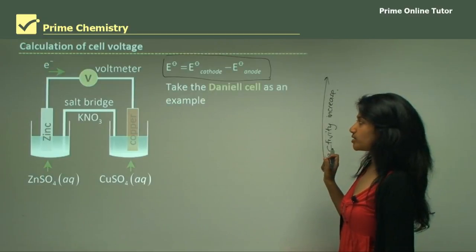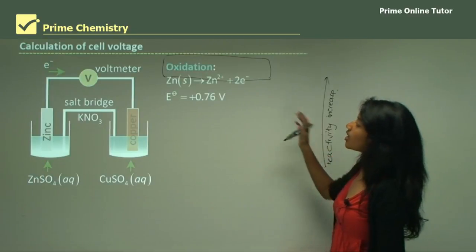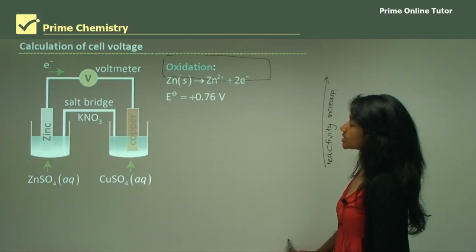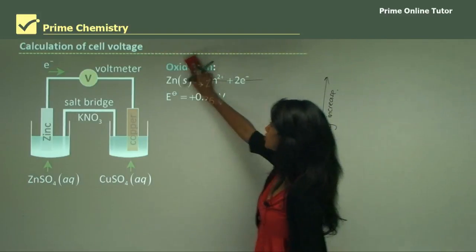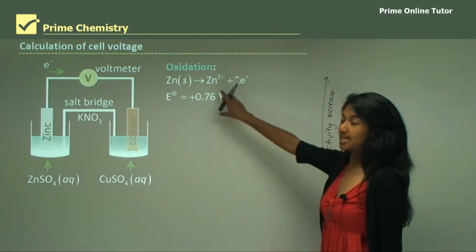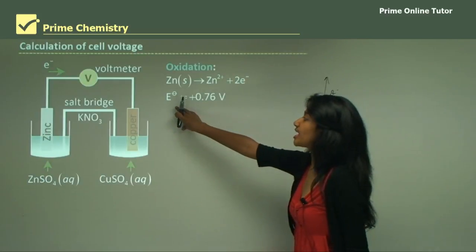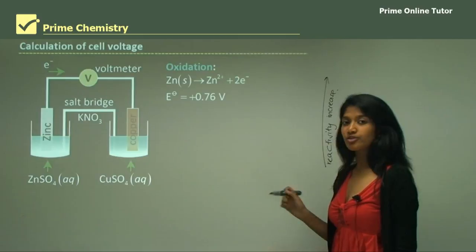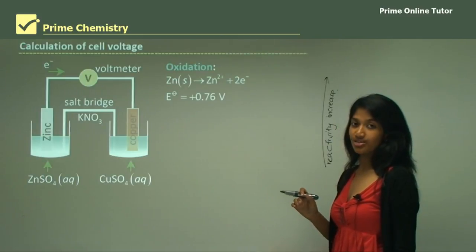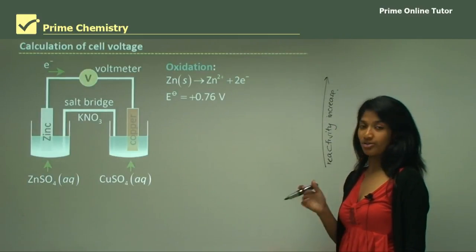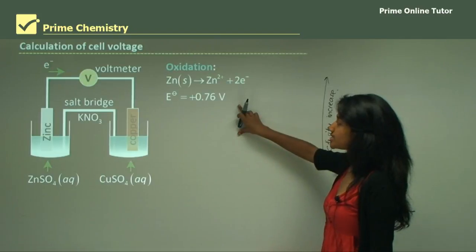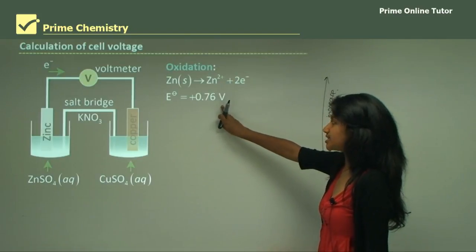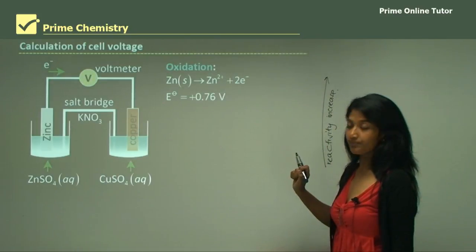Now we'll take the Daniell cell for an example. We have oxidation. The oxidation is zinc losing electrons to form zinc ions, and the EMF is 0.76 volts. Now to find the EMF, you turn to the standard potentials table in the back of your periodic table, and you would see that it has 0.76 next to the reaction.